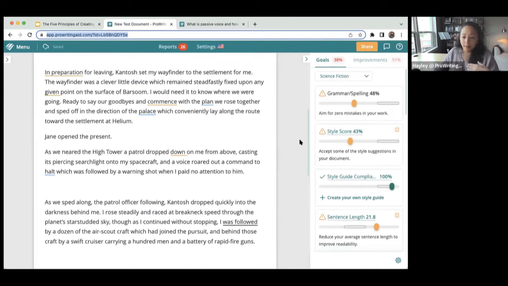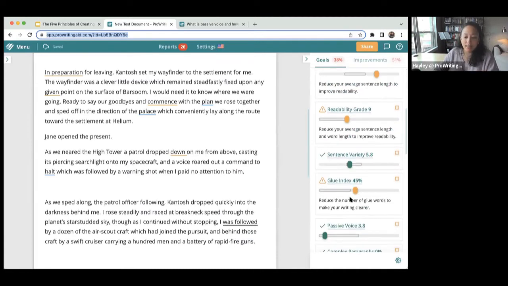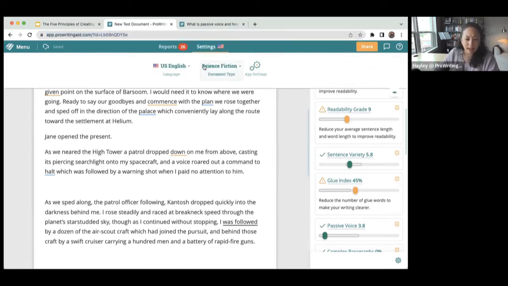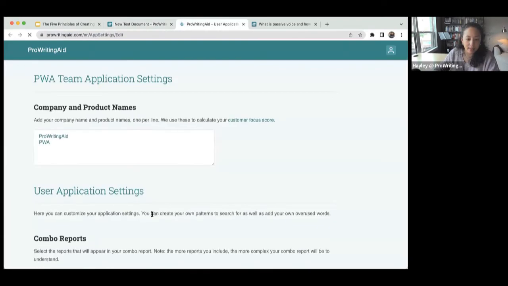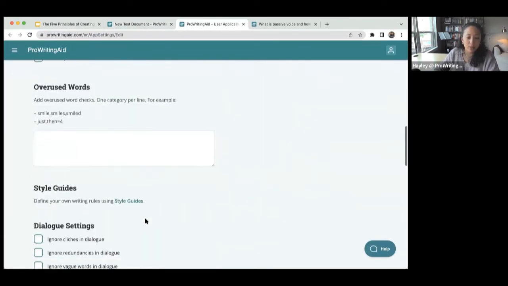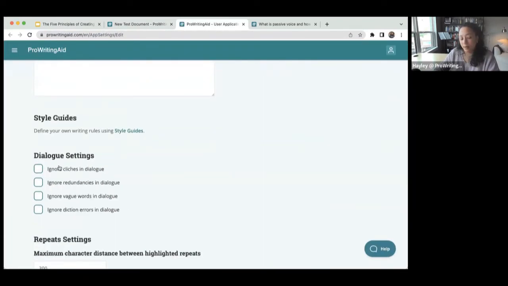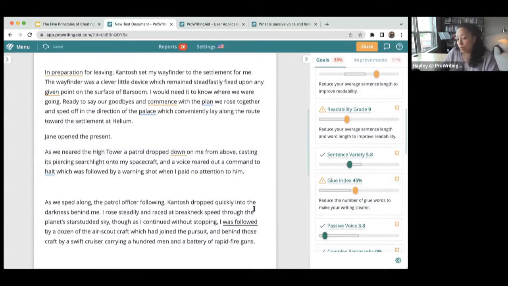So if you're running ProWritingAid and you're seeing that you have a high glue index, you could choose to just ignore them because it's fine. I believe in our settings you can ignore certain things in dialogue, but you can't ignore glue words specifically. That being said, that's fine. Again, you could just choose to ignore it yourself. So that was the first thing about glue words in dialogue. Totally okay to have more.